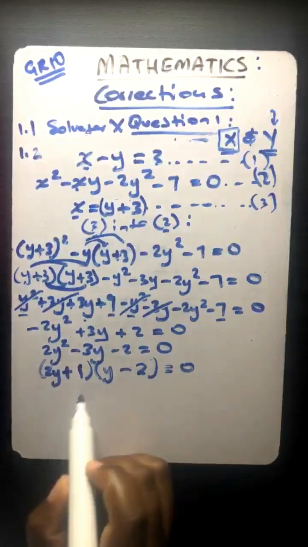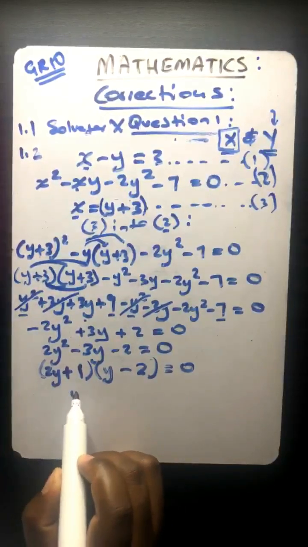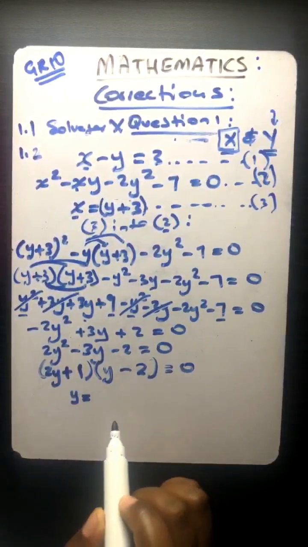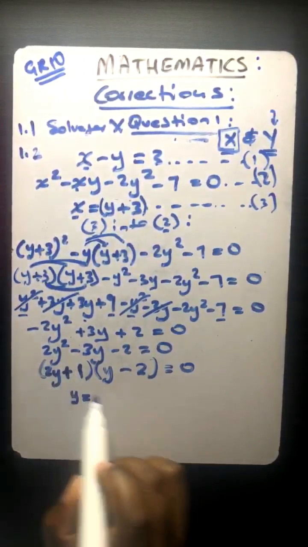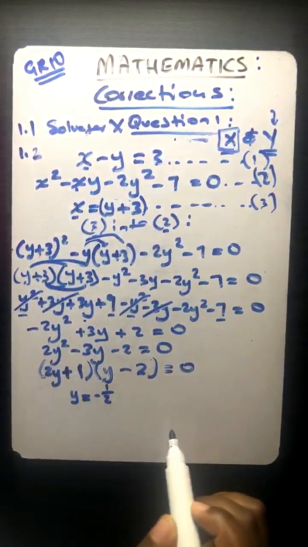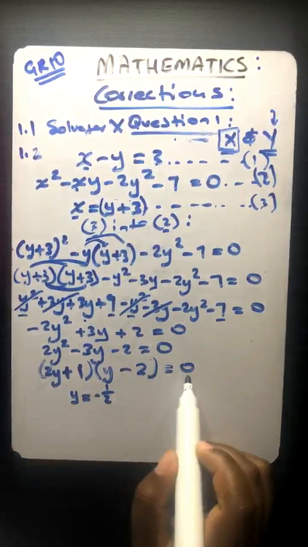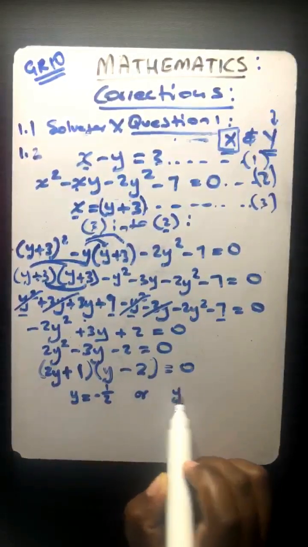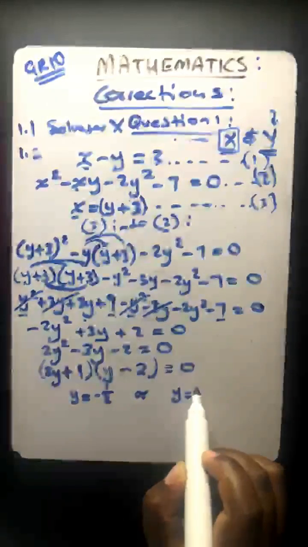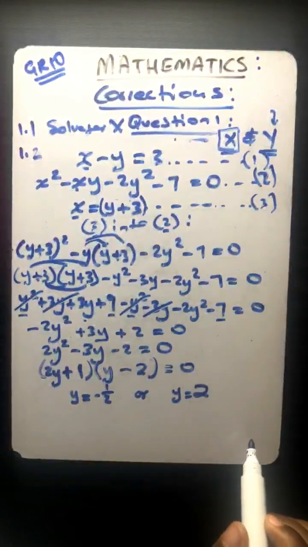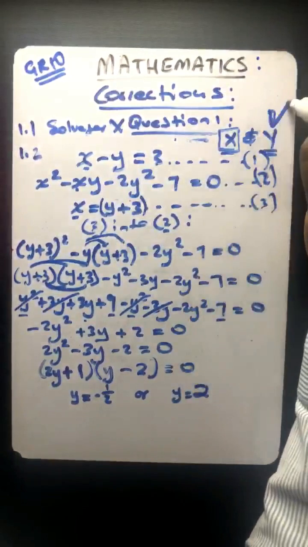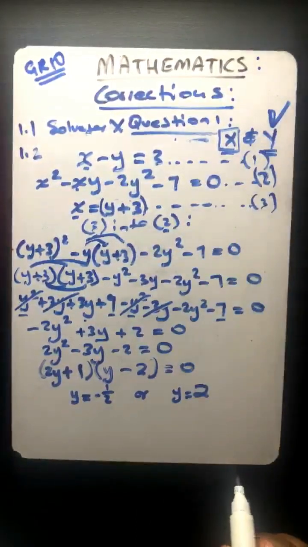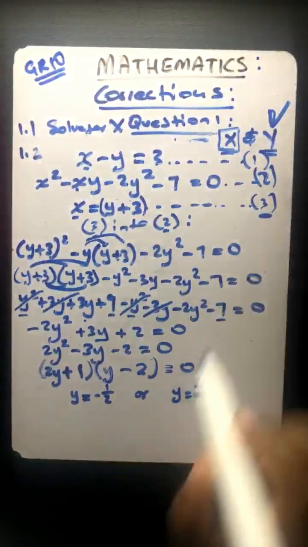So obviously you have your answers from your calculator there. You know that this one will end up being equal to negative 1 over 2 because you equate it to 0, then solve for y. This is where you say "or", and then you have y equals positive 2. In this case, we already got the y values, but we need the x values. That's where equation number 3 comes in.